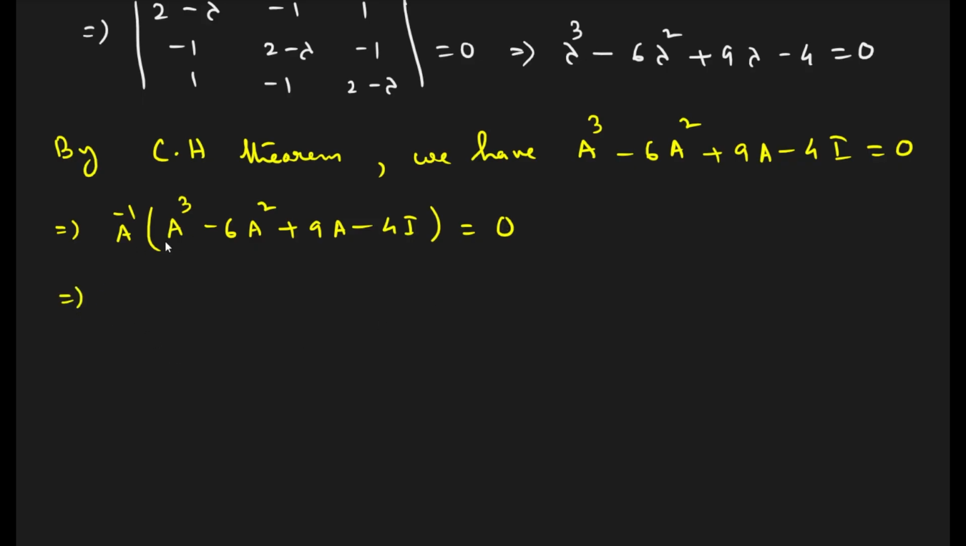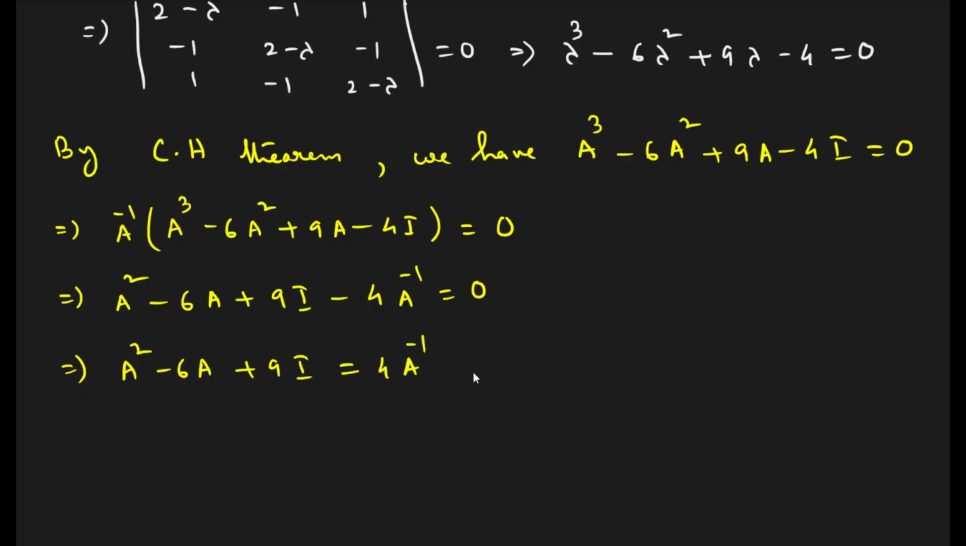After multiplying this, you will get A square, you will get 6A, and here A inverse into A is I, and the last one, A inverse into I, is only A inverse. Okay, so A square minus 6A plus 9I equals 4A inverse. So what we need to find is A inverse. It will be 1 by 4 times A square minus 6A plus 9I.